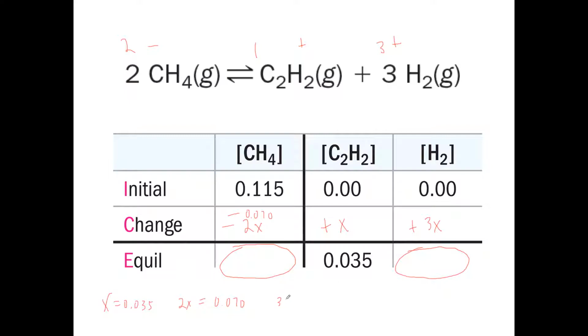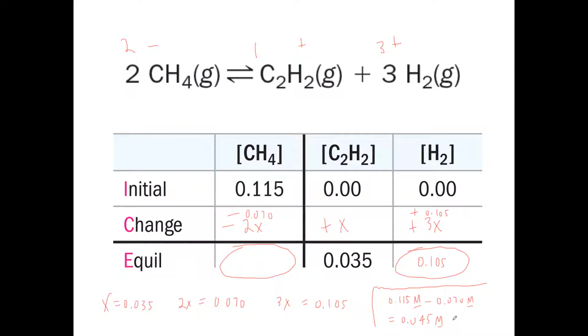And 3x, I can't do that one. Yeah, I can. 0.105, okay? Plus 0.105. So this goes to 0.105 molar. And this goes to, I can't do that one. I'm running out of space here, so I'm going to cordon off some space. This is 0.115 molar minus 0.070 molar is equal to, I can't do that in my head, just a minute here. Yeah, I can. It's 0.045. 0.045 molar.